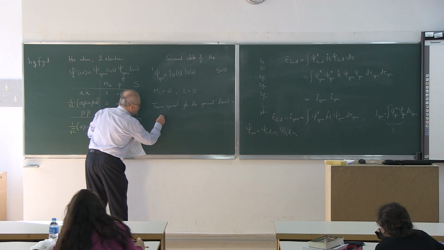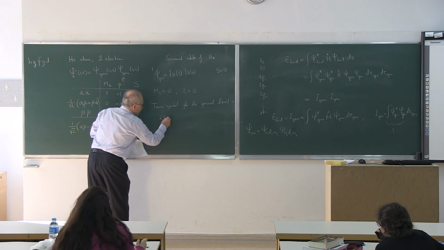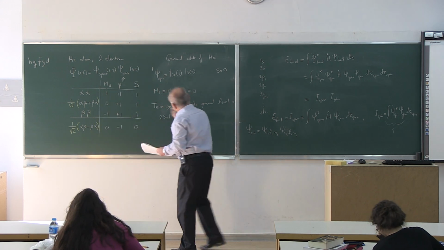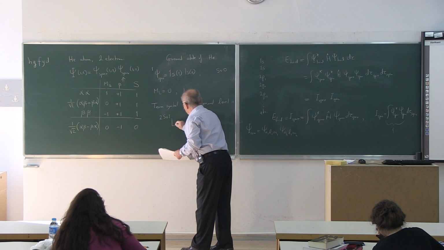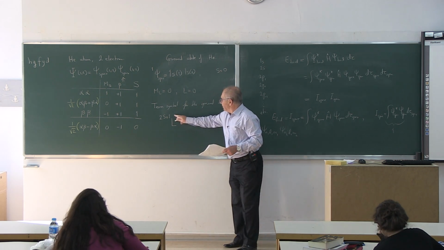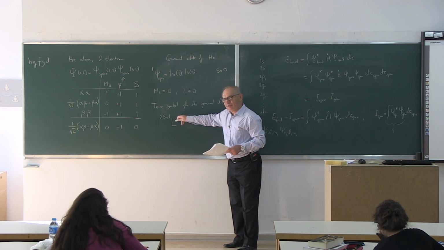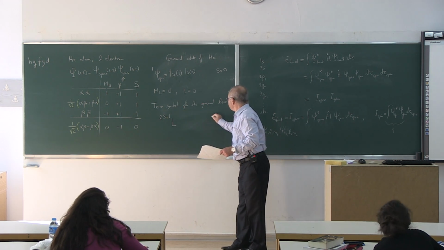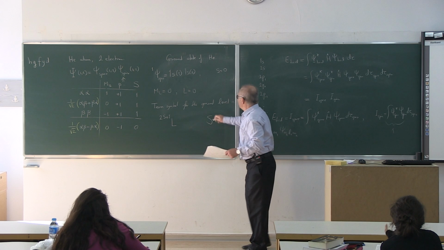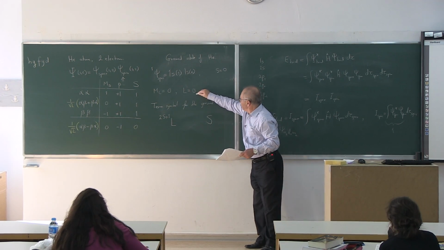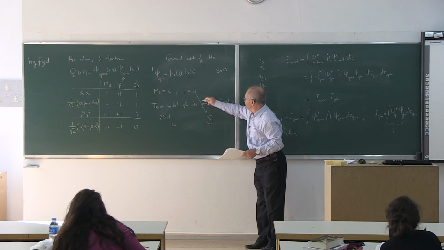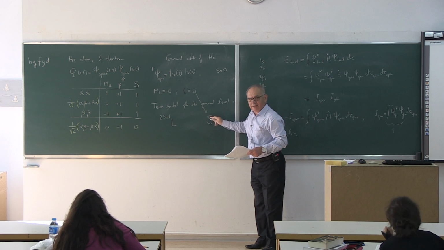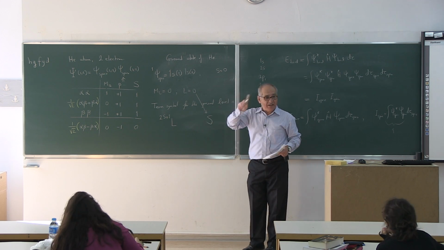Remember, for the term symbol you write the multiplicity as a left superscript, and then the L value in terms of the letter code. So here, the corresponding letter code for L equals 0 is S. This is capital S.